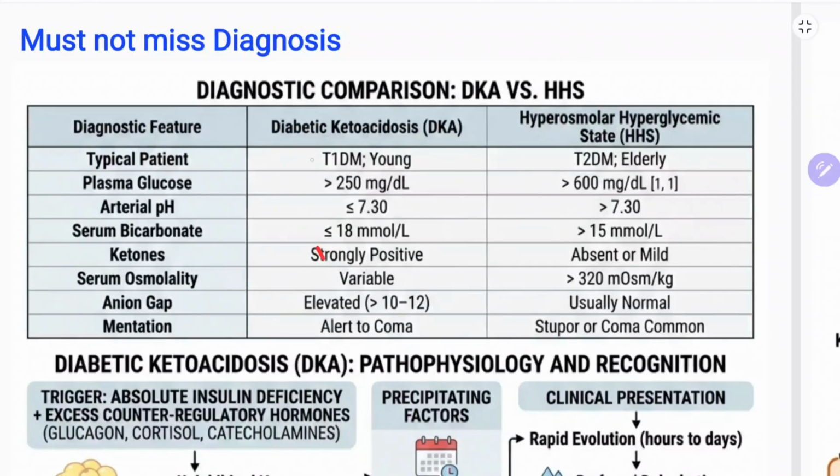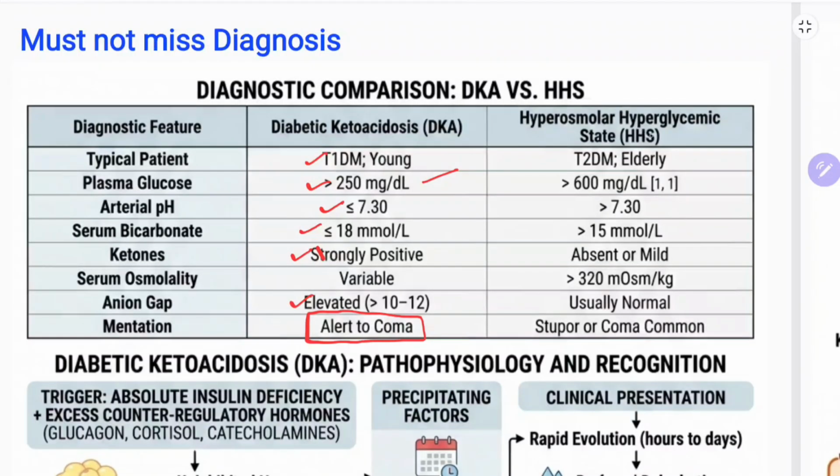So diabetic ketoacidosis, typically the patient is type 1 diabetes, young patient. Glucose will be more than 250 mg per deciliter, and pH will be reduced, less than or equal to 7.3. Bicarbonate will be decreased, less than 18 millimole per liter. Ketones will be strongly positive. And anion gap will be elevated, more than 10 to 12. And mentation, meaning the consciousness of the patient, varies from alert to coma. So all of these are differentiating points. The basic difference I said.